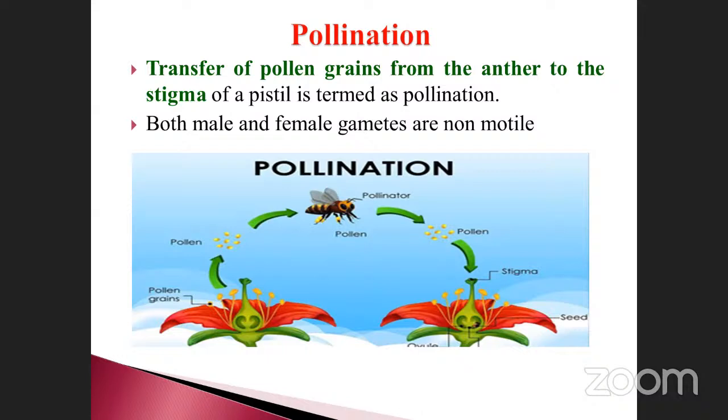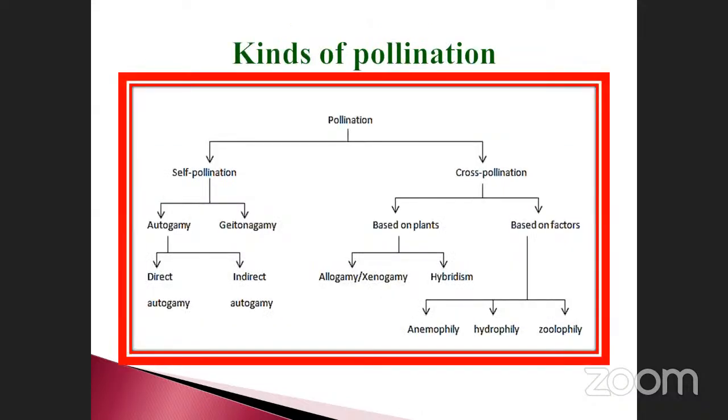We will see one by one. See the next slide. So what is pollination? I already discussed it: the pollen grain is transferred to the stigma, the female reproductive organ. What are the kinds of pollination? There are two types: one is called self-pollination, another is called cross-pollination.